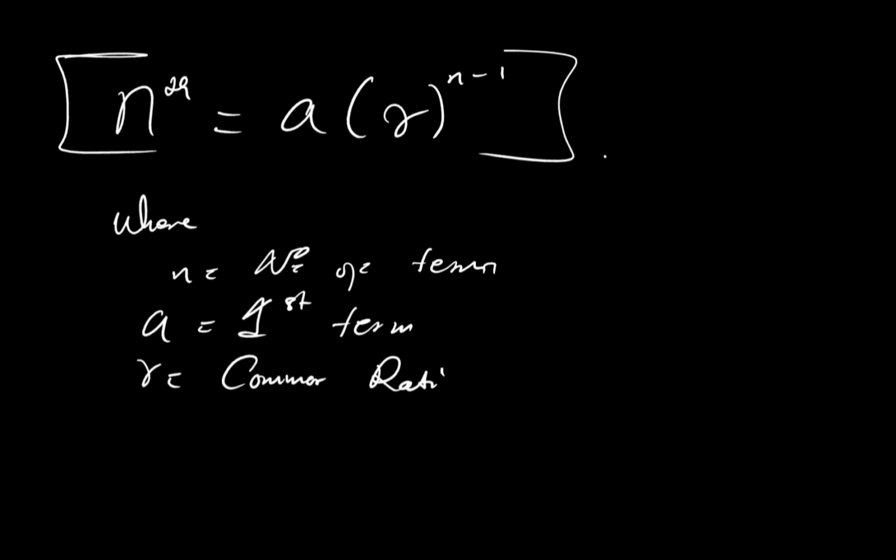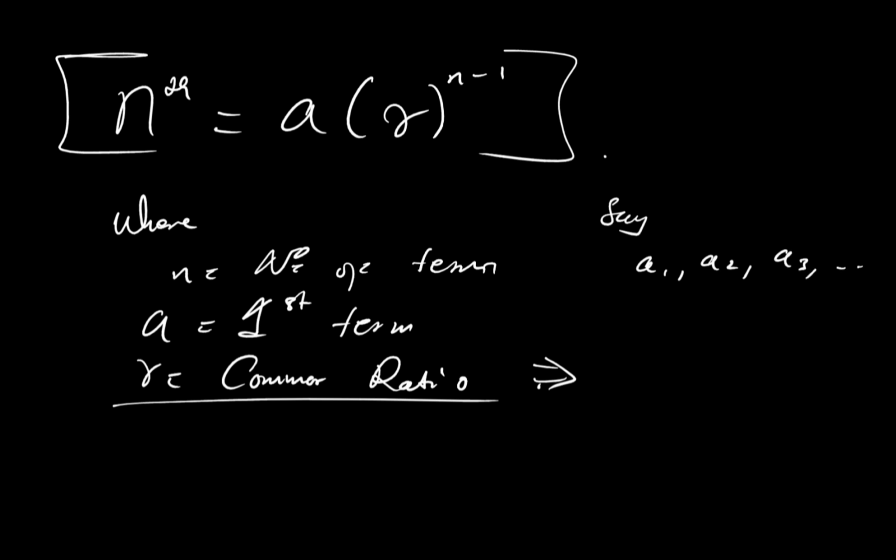Now, the common ratio is basically found by, say, you have multiple terms, term 1, term 2, term 3, and it keeps on going just like that. To find the common ratio, all we do is divide term 2 by term 1, which should be the same as dividing term 3 by term 2. This should provide the common ratio.